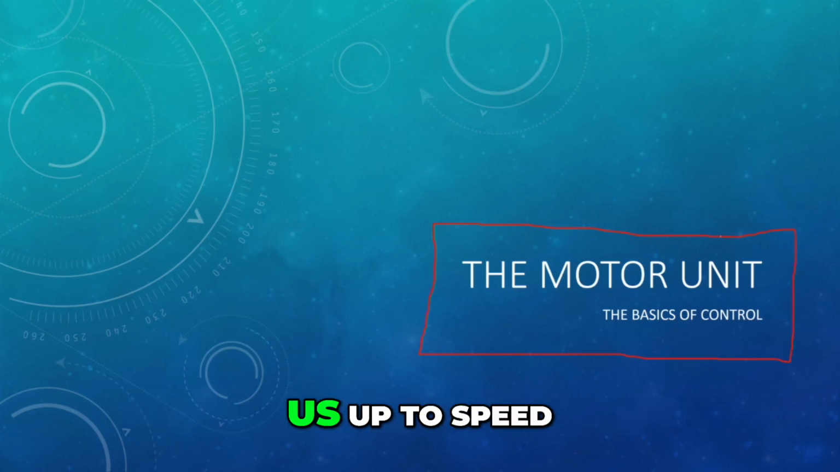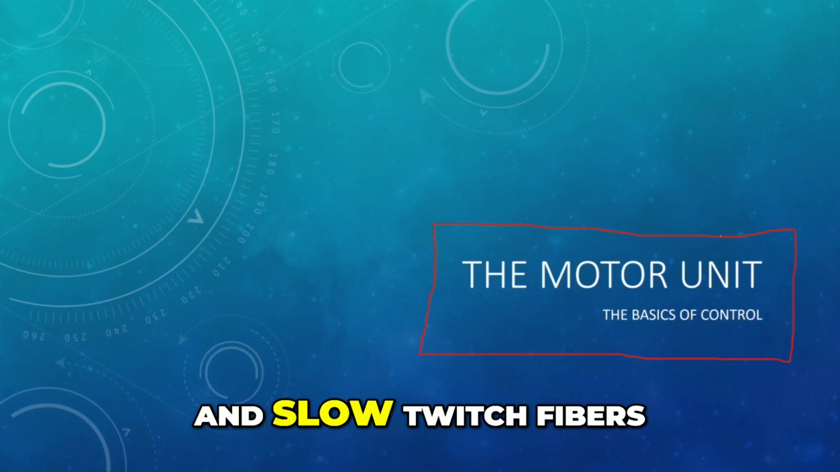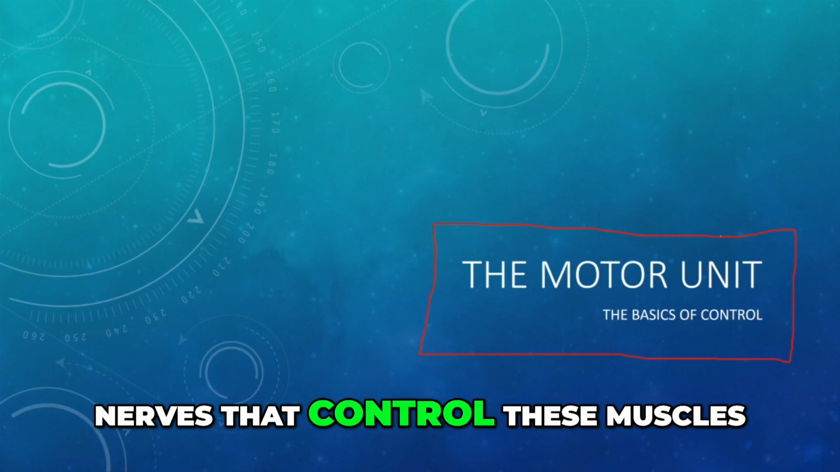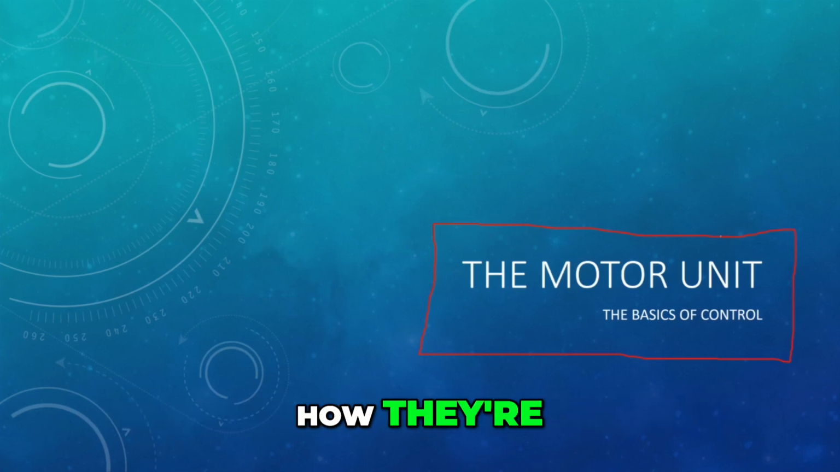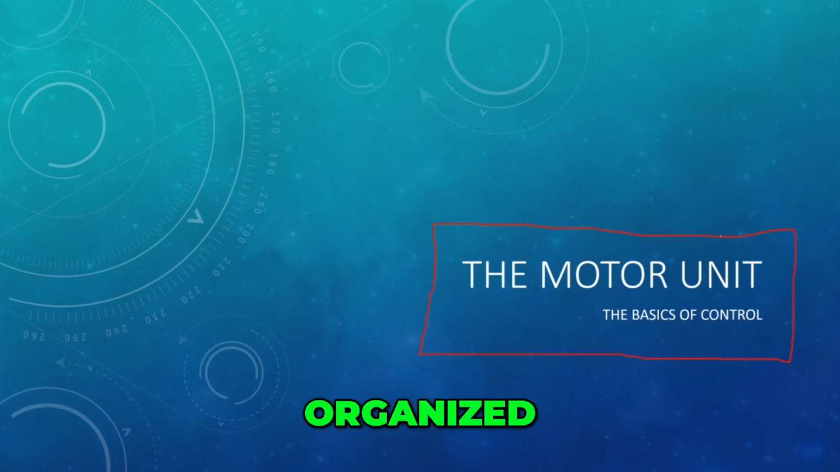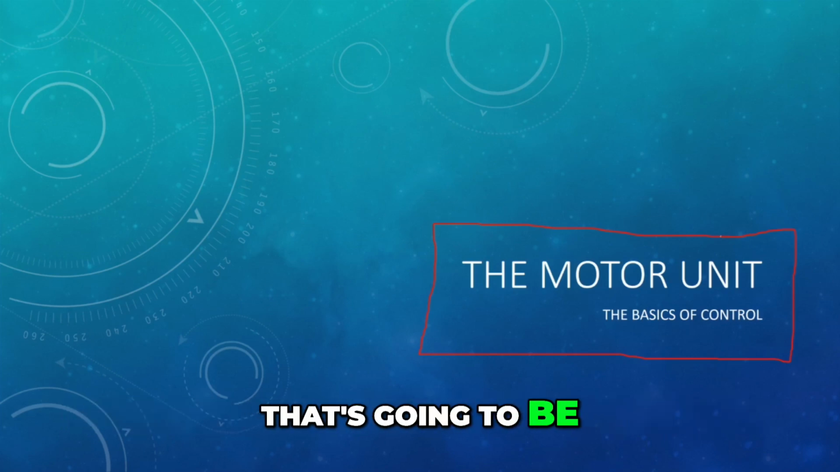So just to bring us up to speed, we've talked about muscles, how they work, how they get their energy, some differences between fast and slow twitch fibers, and all of that so far has been hardware talk. In this chapter, we're going to start talking about software. So we're going to start looking at the nerves that control these muscles, how they're laid out, how they control those muscles, and specifically how they're organized, right? So how they activate different muscles at different times, right? That's going to be the key factor in this chapter.